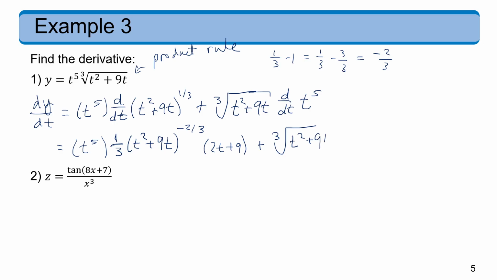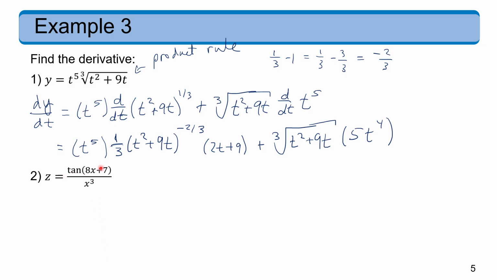And then we have another derivative here, but this is an easy one. Using the power rule, we get 5t to the 4th. Okay, and you could simplify that, but I'm not going to do that. Let's go on to the second one.